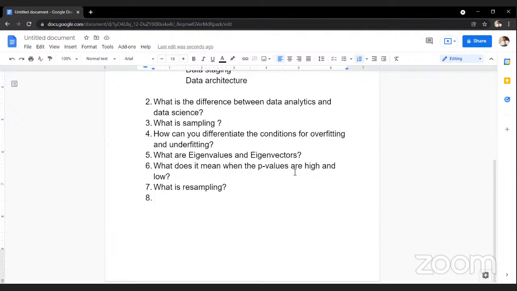Okay, so resampling we are talking about. Whenever I am speaking of resampling, I hope some answers in the chat window will appear. That's why I kept myself silent for a few seconds, and I also got some answers.